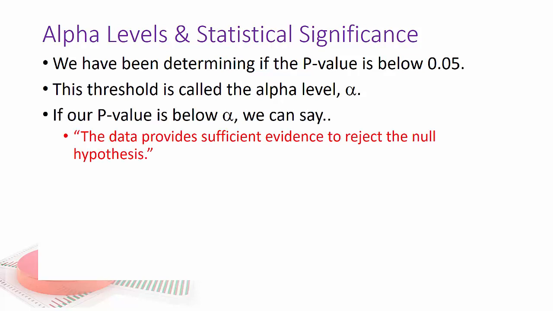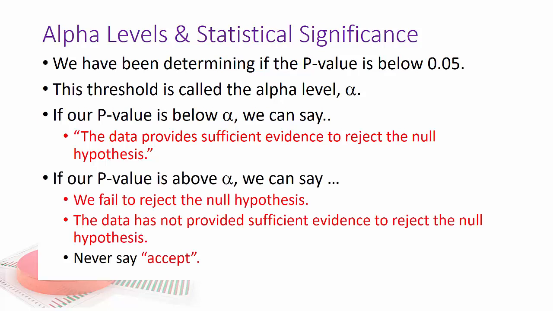Now, if our p-value is below alpha, we can say the data provides sufficient evidence to reject the null hypothesis. In other words, it's kind of unlikely to see this result given just normal variation. If our p-value is above alpha, that means our result is more likely just due to random variation, then we say we fail to reject the null hypothesis. The data has not provided sufficient evidence to reject the null hypothesis. Those are two ways to say that. Never say the words we accept the null hypothesis. That's a big no-no. Occasionally, I'll accidentally say it, but we don't do that.